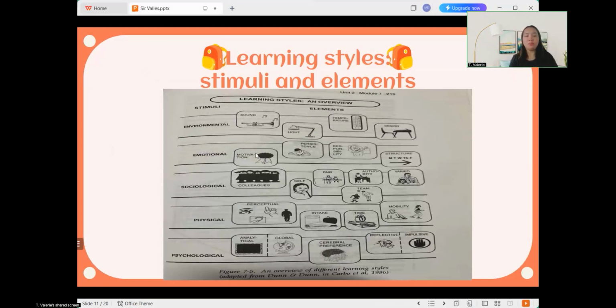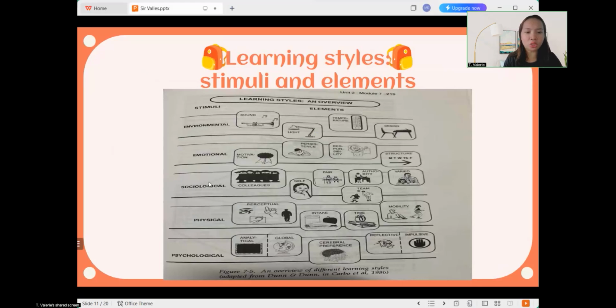Motivation. Some students learn best when they are motivated. Some learn when they are persistent. Some learn best because they have bigger responsibilities. And some learn when it is structured. Let's say some only study on Monday, Tuesday, Wednesday, Thursday, or Friday. So their schedule for studying is scheduled or structured.